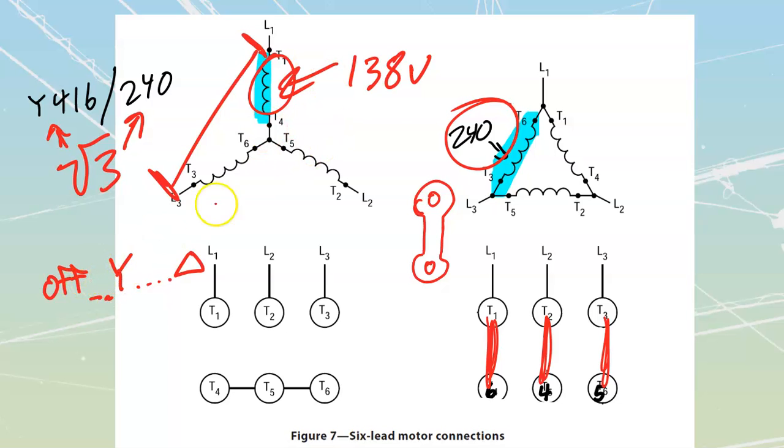When I start out here as a Y, I get a lower value of voltage, which is a lower value of current. And it's really going to drop that inrush value of current, particularly if you've got a motor that's got a really bad design class. That's the stuff we talked about on the first day of motors, where we're looking at class Ks and things like that.